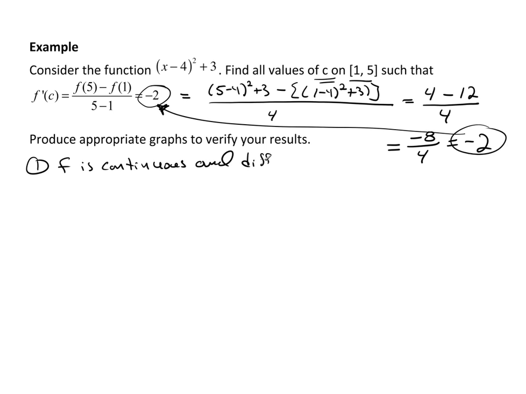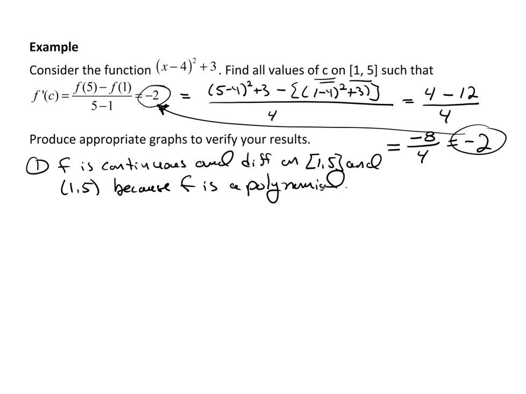and differentiable on the closed interval 1, 5 and the open interval 1, 5, because f is a polynomial. Polynomials are continuous and differentiable everywhere. So we have the continuity and the differentiability. So what we need now is to show that there's a c that exists in there. The mean value theorem simply tells us that it does exist. So now we need to figure out what it is.